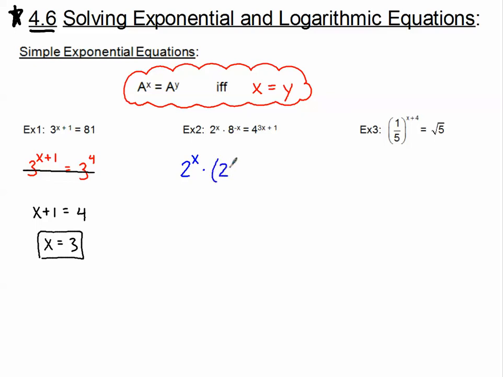So I'm not going to change the 8, I'm just going to rewrite what it looks like. Instead of 8, I'm going to write 2 cubed. It's still raised to the negative x power. And then 4, if I need to write it as base 2, we all know that 4 is 2 squared. So I'm going to change the 4, at least what it looks like, to 2 squared. And then it's still to the 3x plus 1 power.